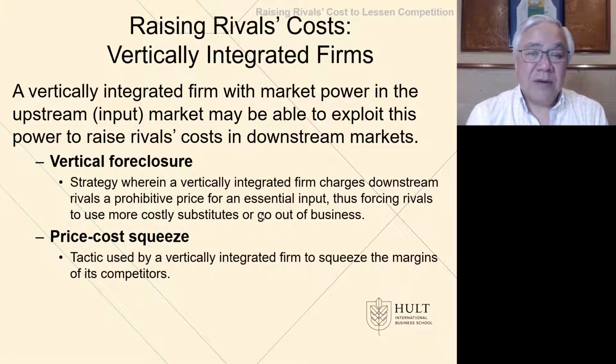So the other alternative for rival costs is if you're vertically integrated. Again, that means you're up and down the value chain of your product. And in this case, there are two strategies within this approach. One is vertical foreclosure. Foreclosure sounds scary and powerful, and it is. This is where we charge downstream rivals a very high price, so their input price rises, and therefore they become a very costly substitute, and therefore they go out of business.